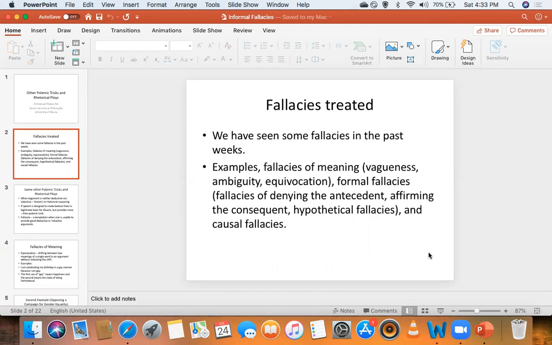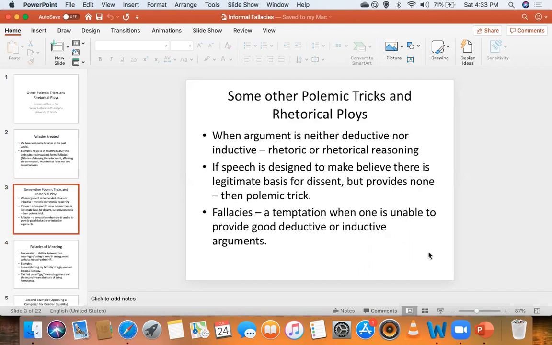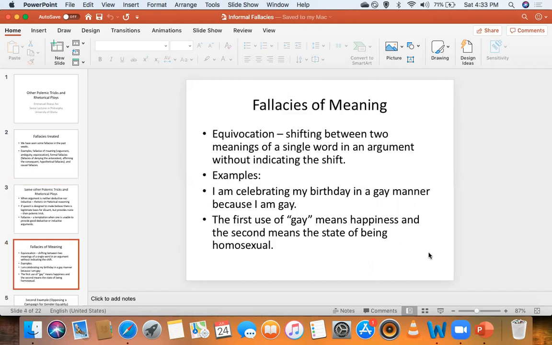We had seen fallacies of meaning: vagueness, ambiguity, equivocation. We had seen formal fallacies: denying the antecedent, affirming the consequent, hypothetical fallacies. We even saw causal fallacies. So in this class, we decided to look at some other fallacies, but we repeated some of the fallacies we had seen before because we wanted to see different variations of them.